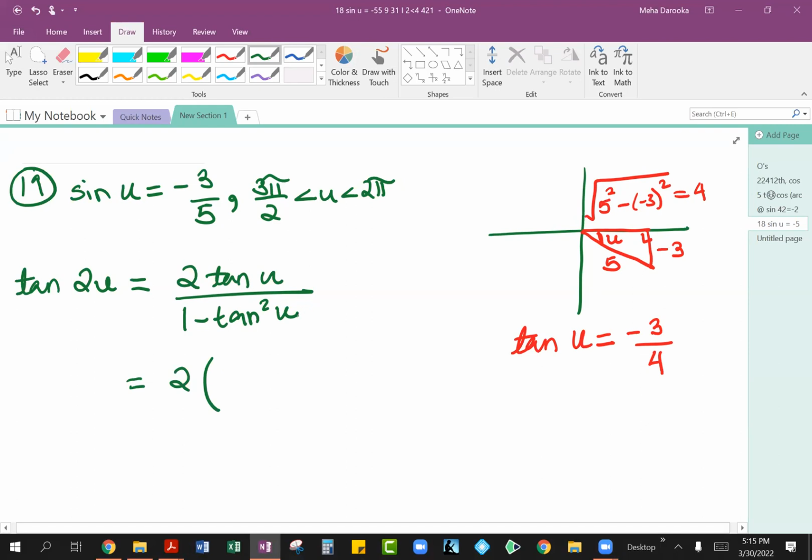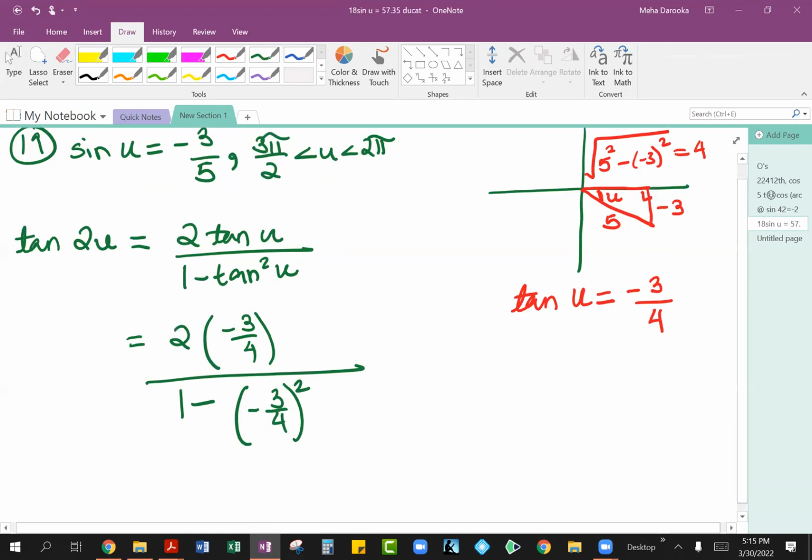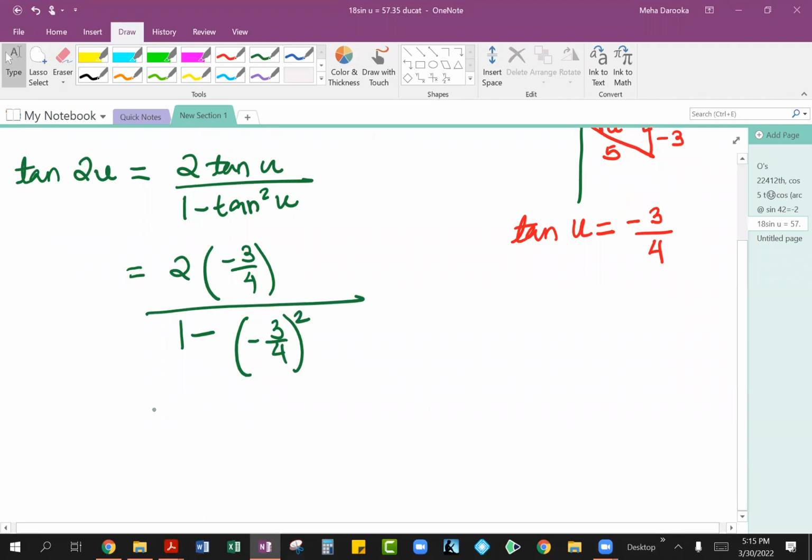Okay, let's put this into our formula now. So 2 times tangent u, so 2 times -3/4 divided by 1 minus tangent u, and of course the whole thing squared. So -3/4 squared. And I believe just clean it up and we should be good to go. On the numerator, I want to clean this up. I think I do. 2 will go into 4 twice. So you can clean that up, which will end up giving us -3/2 on the numerator.